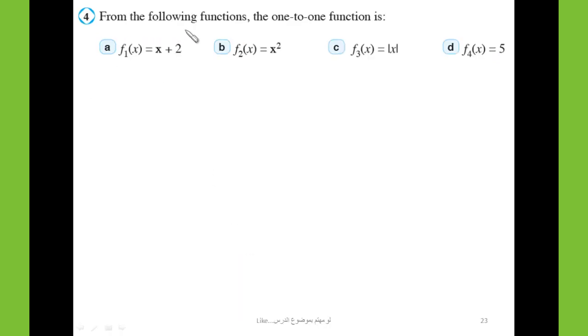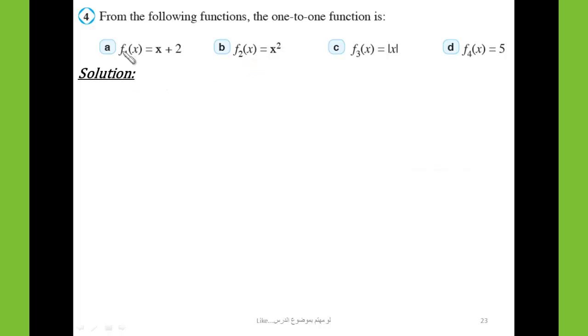From the following functions, the one-to-one function is, we have four functions, f1, f2, f3, f4, and the question is which one of these functions is one-to-one.